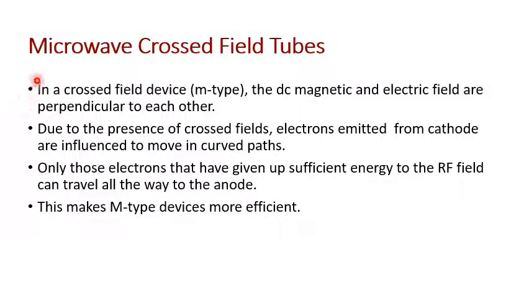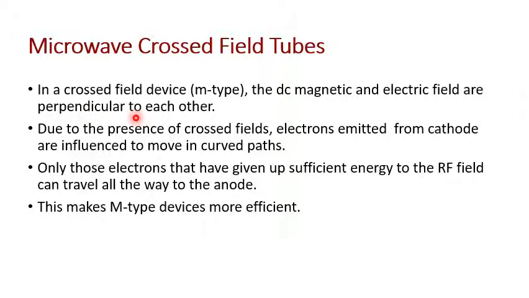In the last session, we discussed the two-cavity klystron and the reflex klystron, which are examples of linear beam tubes. In a linear beam tube, the DC magnetic field is parallel to the DC electric field, and that is mainly used to focus the electron beam. In the case of a crossed field device, which is also known as an M-type tube, the DC magnetic and electric fields are perpendicular to each other.